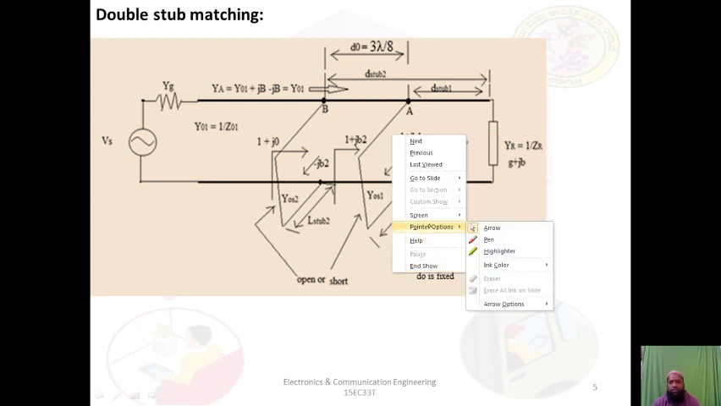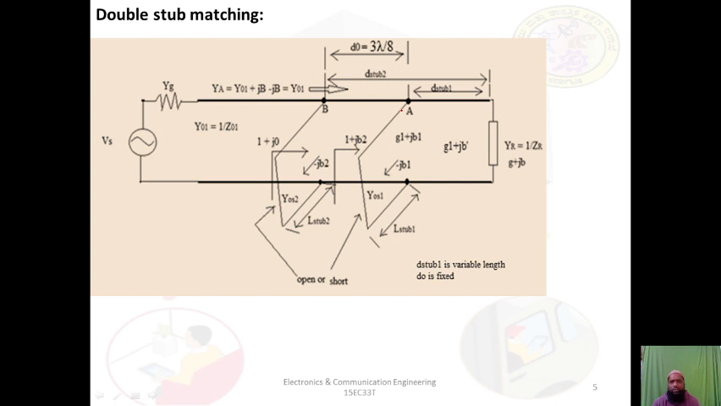The name itself says double stub means we are using two stubs here. This is stub 1, and this is stub 2. Here D stub 1 is the distance of stub 1 from the load, and D stub 2 is the distance of the location of stub 2 from the load. L stub 1 is the length of stub 1, and L stub 2 is the length of stub 2, and these stubs can be open circuited or short circuited. This is our load, and this is our source.